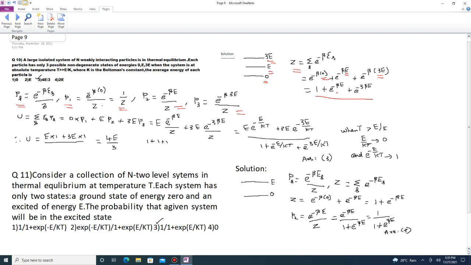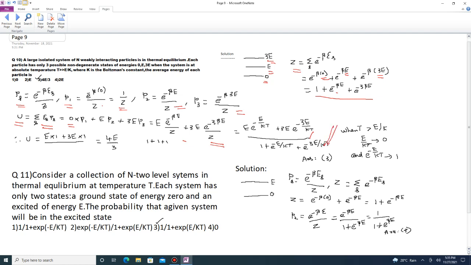Then the average energy is expressed as the summation over s of E_s P_s. So it is 0 into P1, plus E into P2, plus 3E into P3. Substitute for P2 and P3, and you will get this expression. If you simplify and substitute for Z, the expression becomes like this.